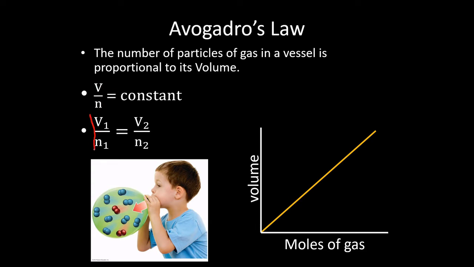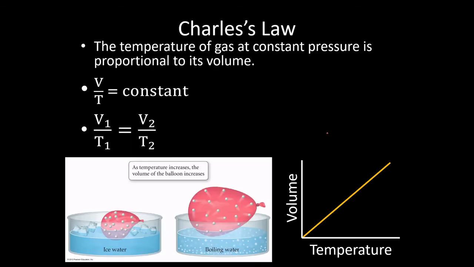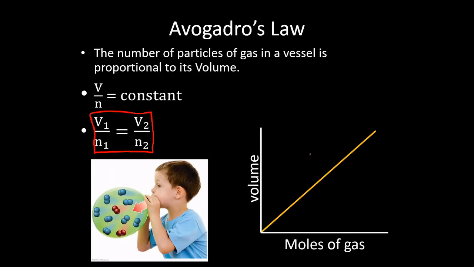So again, it's very similar to the last simple gas law that we saw. We're going to use this version of the equation, where the volume divided by the number of moles is equal to the volume at some other state divided by the number of moles at that other state. And so very similar to Charles's law. If you go back to Charles's law, as you increase the temperature, the volume increased. Same thing here with Avogadro's law. If you increase the number of moles, then the volume increases. All right, so very, very similar.